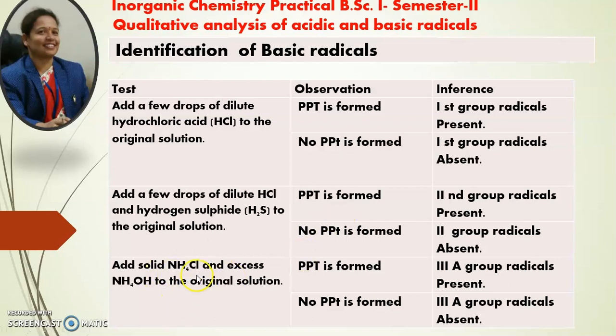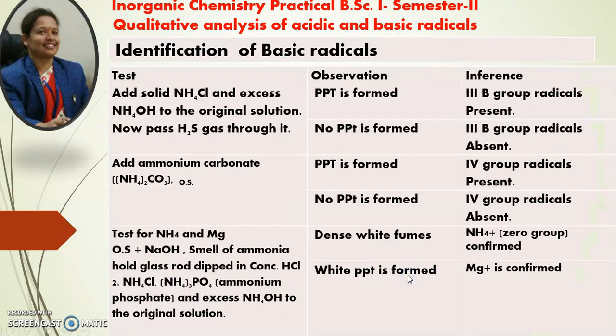Then for third A, NH4Cl and NH4OH is a group reagent. To the filtrate or the original solution, add NH4Cl and NH4OH in excess. If precipitate is formed, third A group radical is present. If precipitate is not formed, third A group radicals are absent.